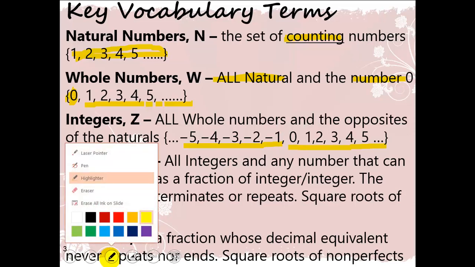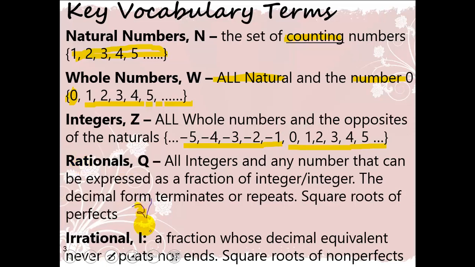Let me get my pen here. 2/5, 9/5, -10/2. Okay. We could have -135/8. We could also have 0.125, and we could have 0.5 repeating.